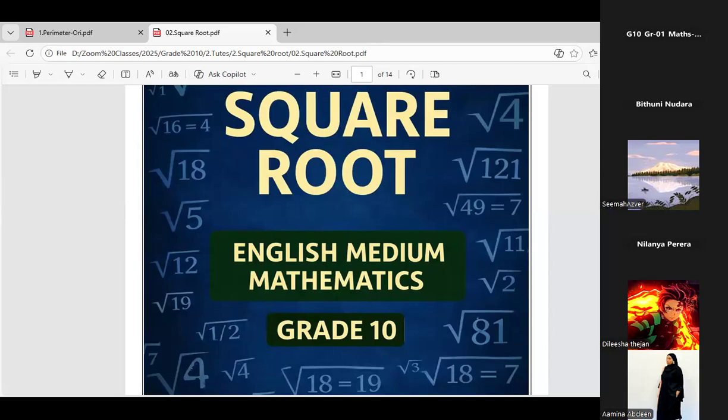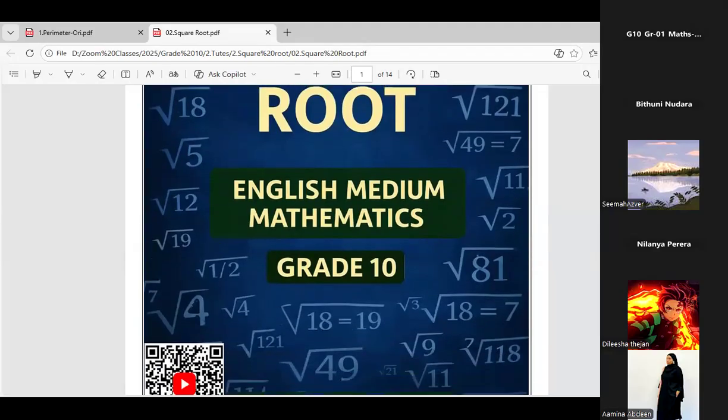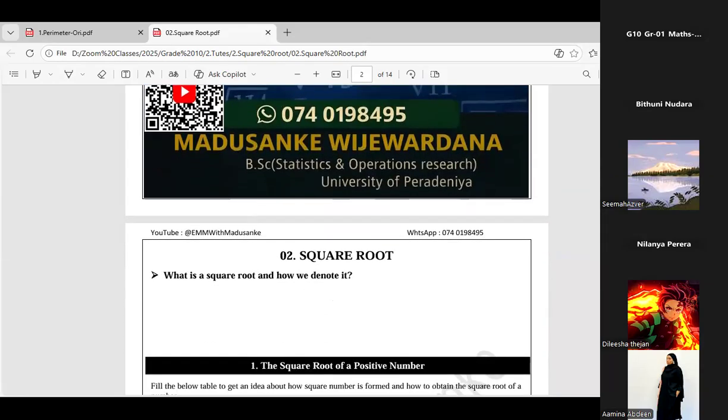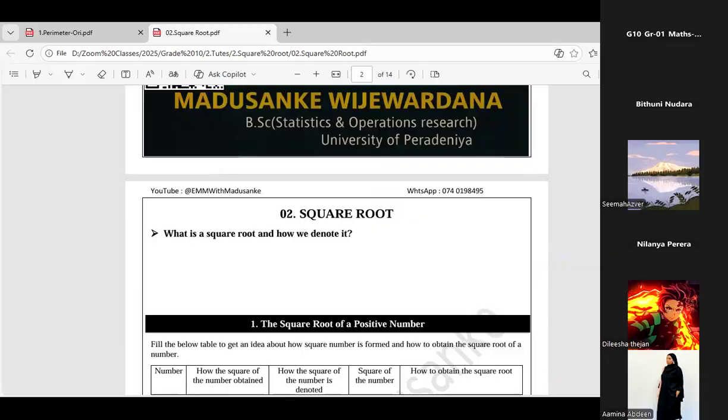Just send it. Okay. Write down the lesson name, square root. This is the second lesson now. Right. Please write this down.